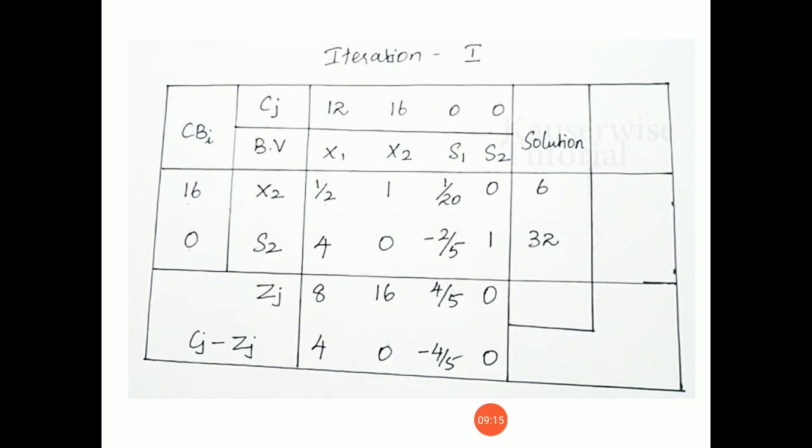What we are doing is just subtracting the elements of the Cj row with those of the Zj row, and we are writing the solution here in the Cj minus Zj row. So the respective elements are getting subtracted.